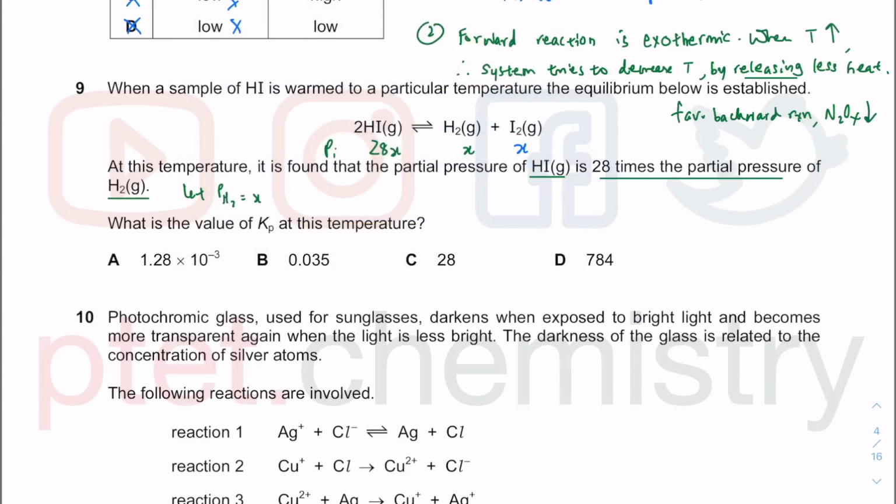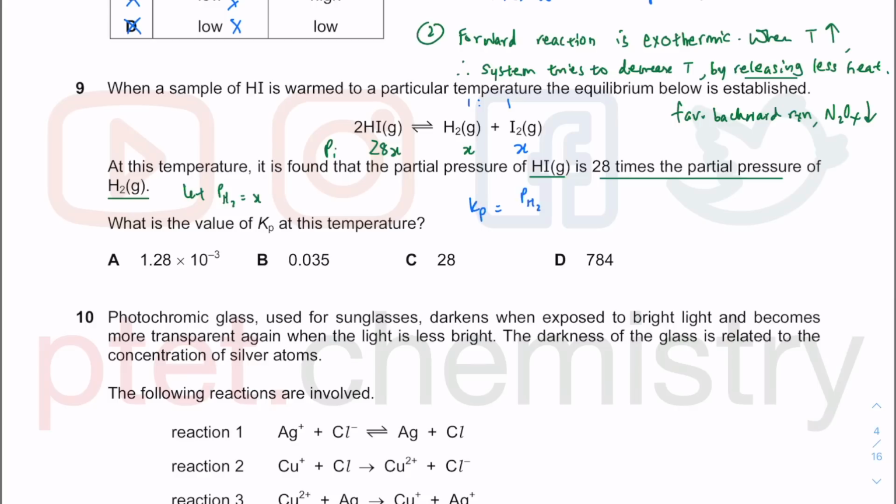Because you started from HI, you didn't have any of these. When you generate 1 mole of these, you generate 1 mole of that. When you generate X mole of these, you generate X mole of that. And therefore, in terms of mole fraction, in terms of partial pressure, they're going to be equal due to the 1:1 ratio. Now, I can set up my Kp.